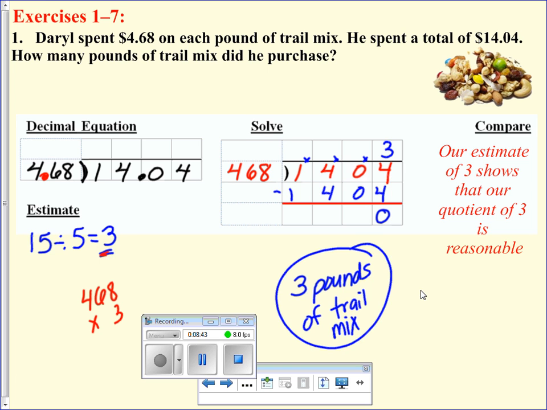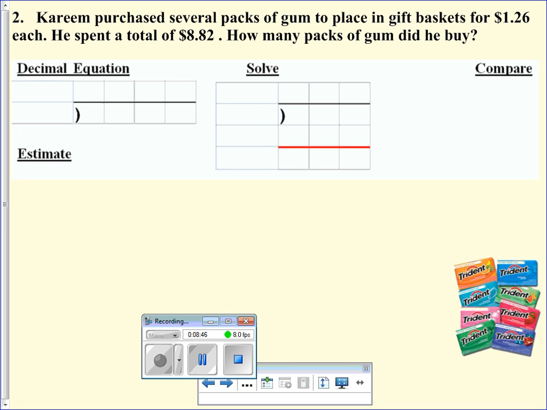And that's your answer. Okay, let's take a look at number 2. Kareem purchased several packs of gum to place in gift baskets for $1.26 each. He spent a total of $8.82. How many packs of gum did he buy? So set up your decimal equation. So his dividend, his quantity, his total was $8.82 divided by $1.26 each. So set up your decimal equation.